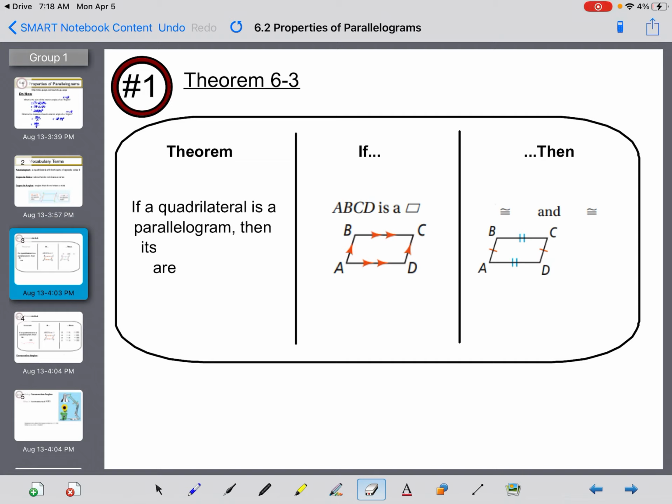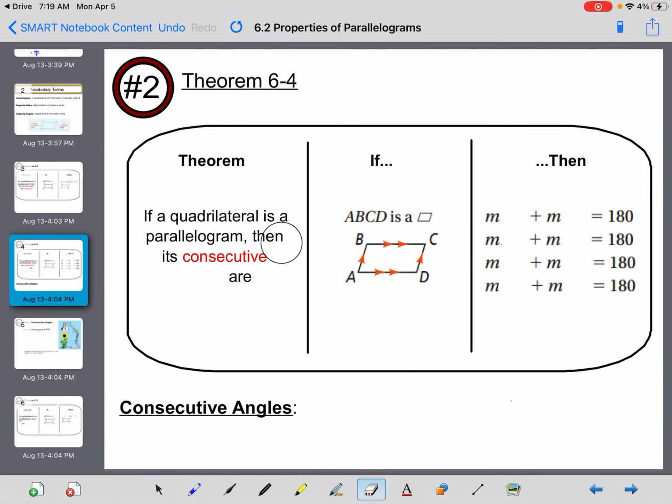Theorem 6-3. If a quadrilateral is a parallelogram, then its opposite sides are congruent. So if we're given ABCD, knowing that it's a parallelogram, this is the symbol, then we know that AB is congruent to CD and that BC is congruent to DA. Opposite sides are congruent in parallelograms.